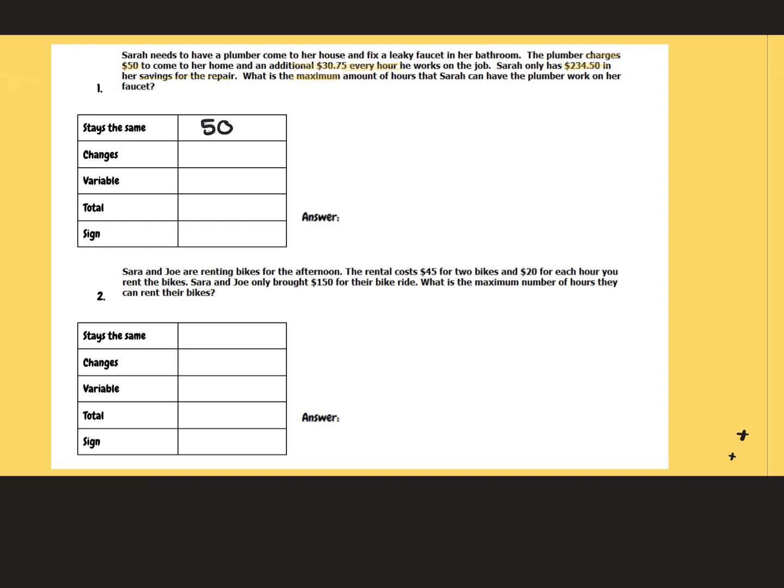What changes? It's $30.75 for every hour. We can simply use x as our variable. We know that she only has $234.50 in her savings account. And we have maximum. So remember, maximum goes with less than or equal to. So to set this up, we have 30.75x plus 50 is less than or equal to $234.50.